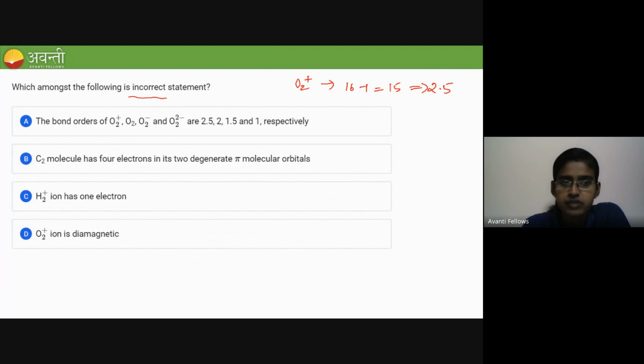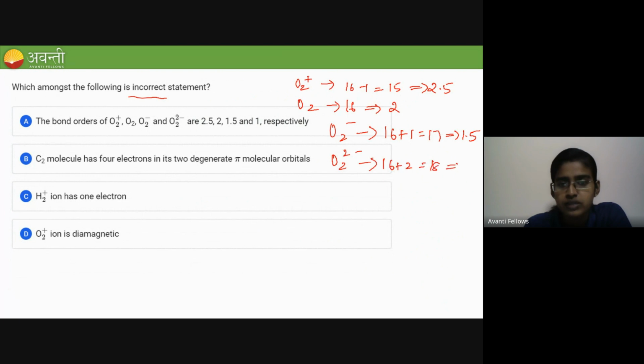Yeah, it is correct. And for O2, it is 16, so the bond order will be 2. That is also correct. For O2 minus, it is 16 plus 1, so 17. If it is 17, it is 1.5. That is also correct. For O2 2 minus, it is 16 plus 2, so 18. If it is 18, bond order is 1. So all the bond orders are correct. So the statement is correct.